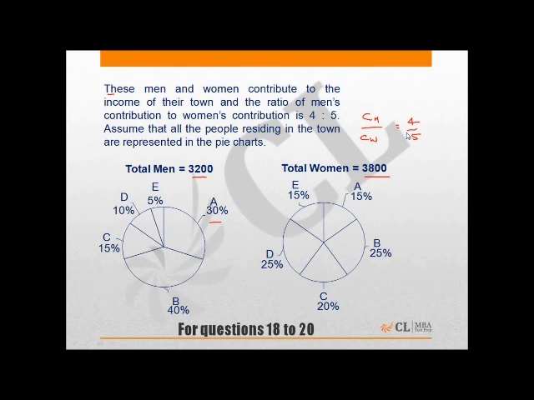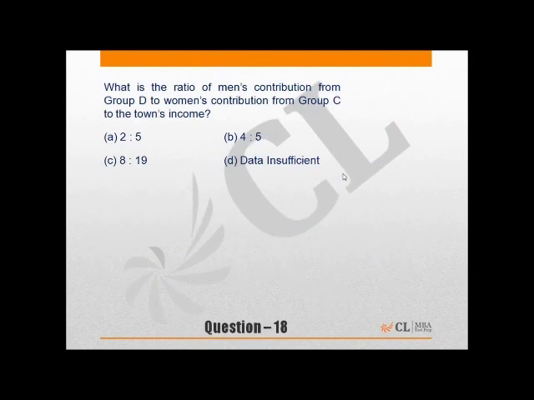So we can say we have data of the total number of men and women, and the number of men and women in each age group, which we can find. Contribution we know only of the total population, or rather the ratio of contribution by all men and the ratio of contribution by all women is known. We don't know the contribution by each of the individual age groups. Okay. Let's go to the questions.